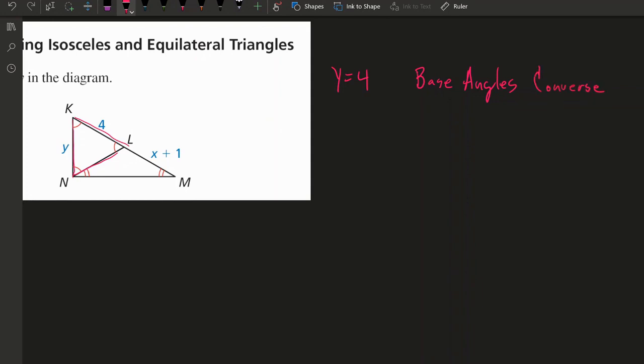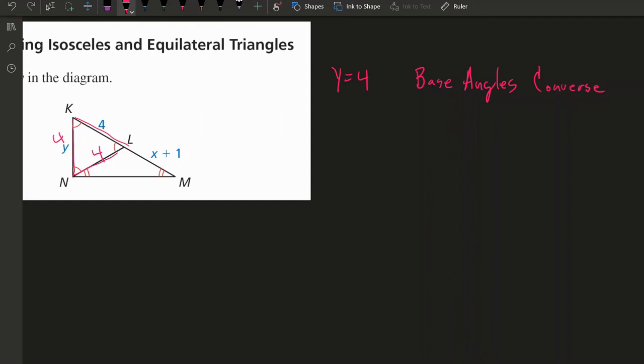Okay, and remember, if I'm saying the sides are the same, so the angles must be the same, that's the base angles theorem. If I'm saying the angles are the same, so the sides must be the same, that's the converse. Okay, so since all of these are the same, I can say y is 4, so this is 4 and this is 4.